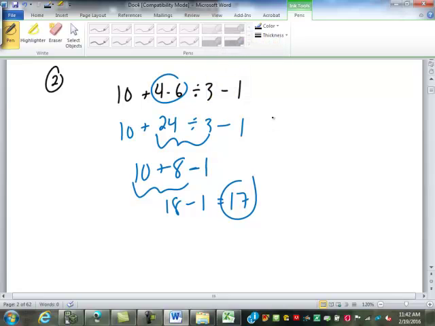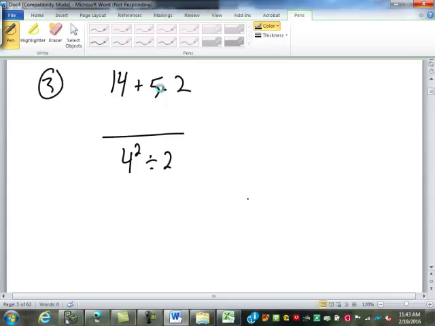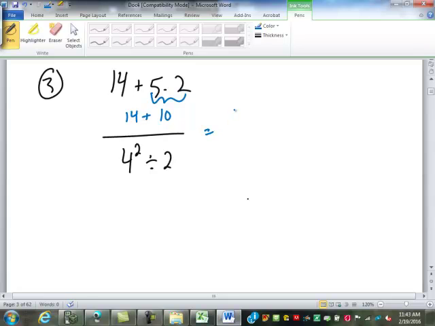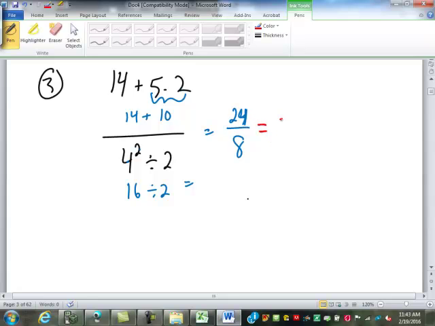Number 3. I'm going to leave just a little bit of space here because the fraction bar says I'm going to have to do everything on top first, then do everything on bottom, and then divide. So on top here, I leave space so that I can do the 5 times 2 is 10, and 14 plus 10 is 24. On bottom, 4 squared is 16. 16 divided by 2 is 8. And 24 divided by 8 is 3.